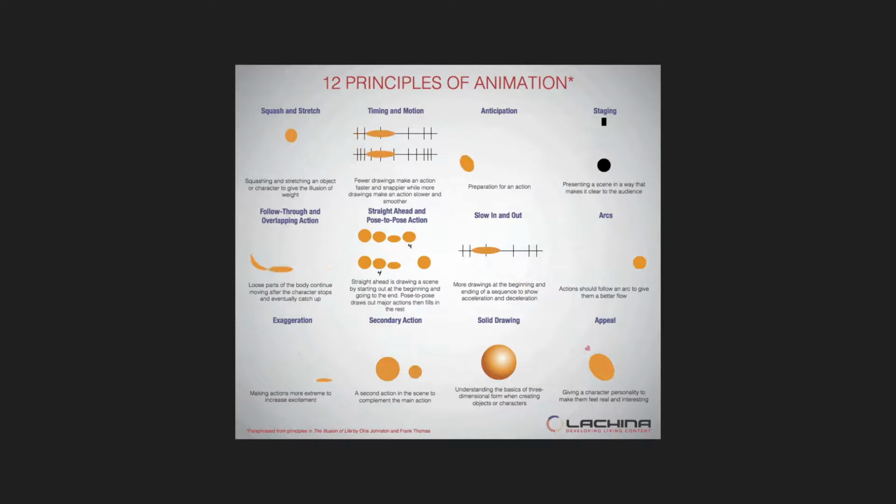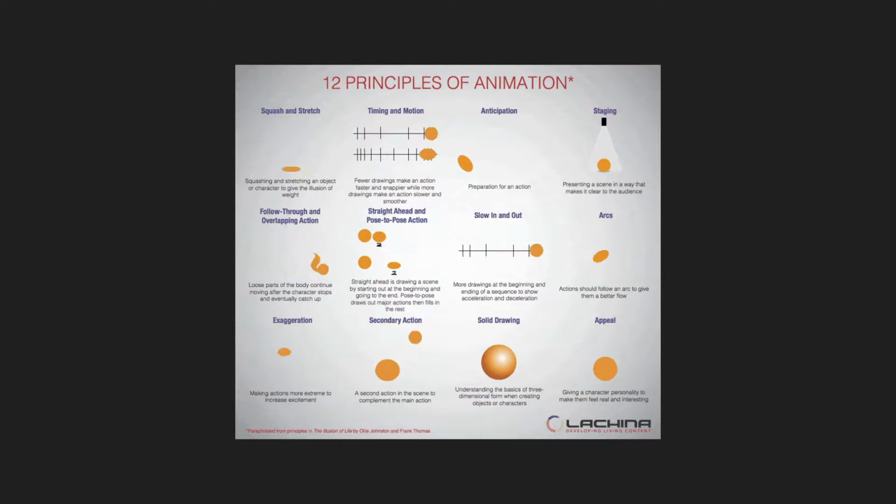Next is staging. Staging just talks about using motion to guide the viewer's eyes so that it's readable for the audience. That one's not going to be super applicable to you guys right now for pixel animation, but it's always important to remember. Next is follow through and overlapping action.